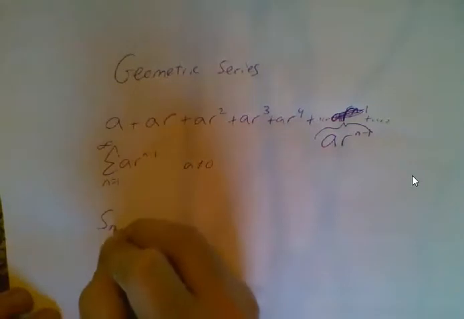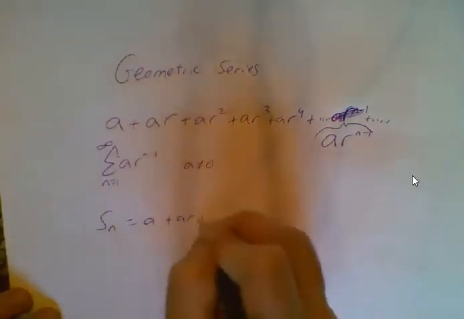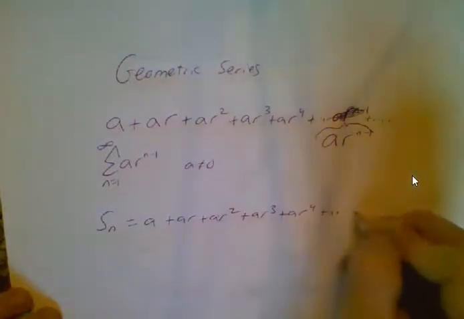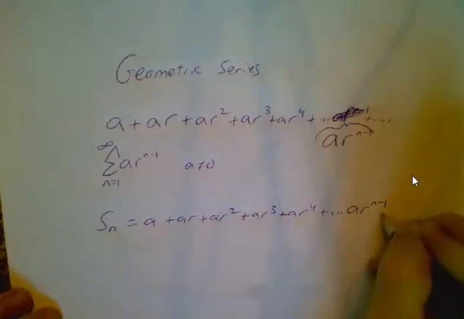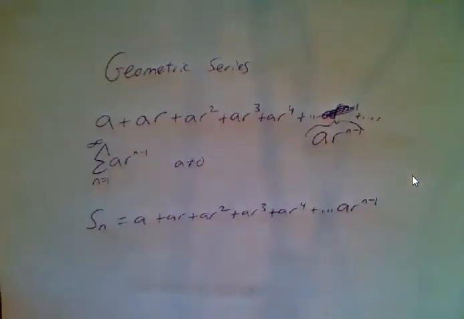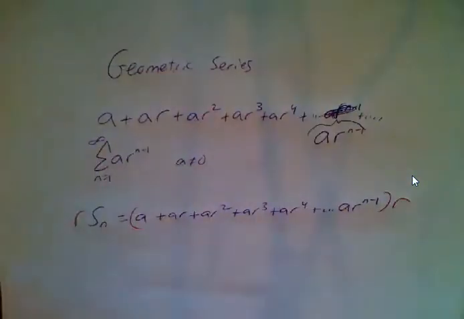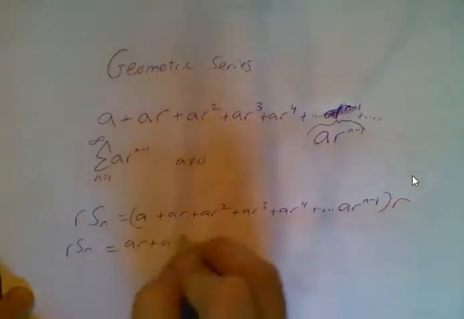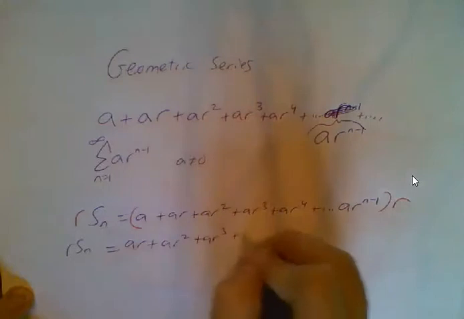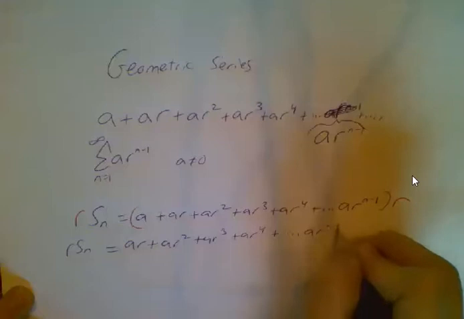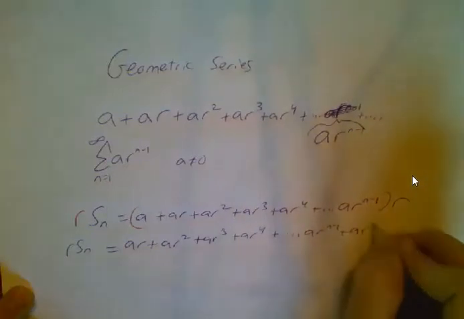Let's call that our sum. Our series is going to be our sum, which is a plus ar plus ar squared, etc. Okay, and let's do a little bit of shenanigans here. Let's multiply both sides by r. If I do that, I'll get r S_n equals ar plus ar squared plus ar cubed plus ar to the 4th plus dot dot dot ar to the n minus 1 plus ar to the n.